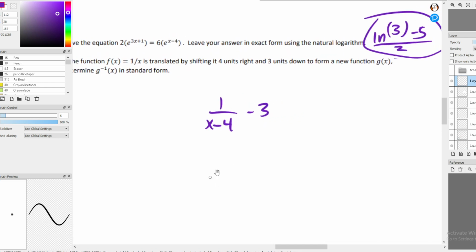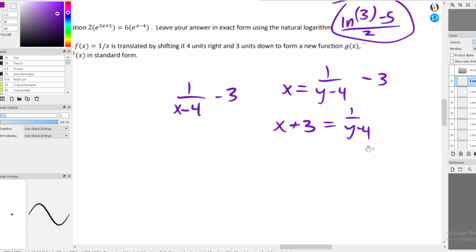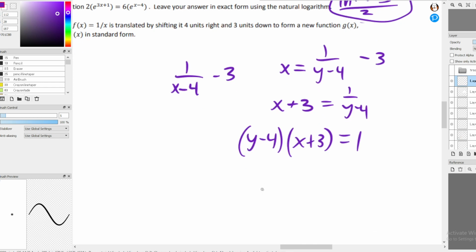We need to find its inverse, so we'll just swap the x and y's. So we'll have x is equal to 1 over y minus 4, minus 3. We need to add 3 to both sides, so x plus 3 equals 1 over y minus 4. We'll multiply both sides by y minus 4 to get it out of the denominator because we can't do anything with it down there. So it'd be y minus 4 times x plus 3 equals 1. We'll FOIL, so we'll get xy plus 3y minus 4x minus 12 equals 1.